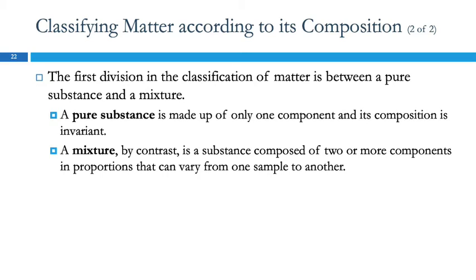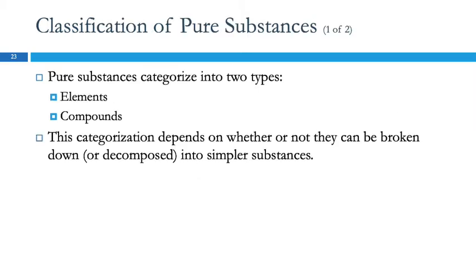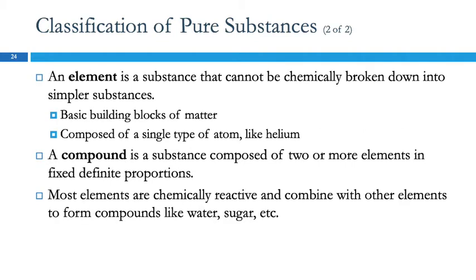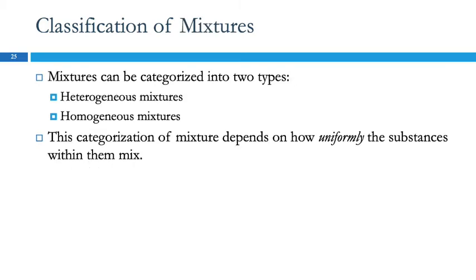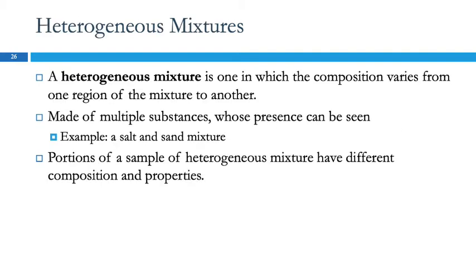So there it is in words. Pure substance versus mixture. We've got elements and compounds under pure substances. Here are definitions of those words. An element is something that cannot be chemically broken down into simpler substances. A compound is a substance composed of two or more elements in a fixed proportion. The composition's always the same. That's what makes it a pure substance instead of a mixture. Mixtures can be heterogeneous or homogeneous, and the difference here is how uniformly they mix.